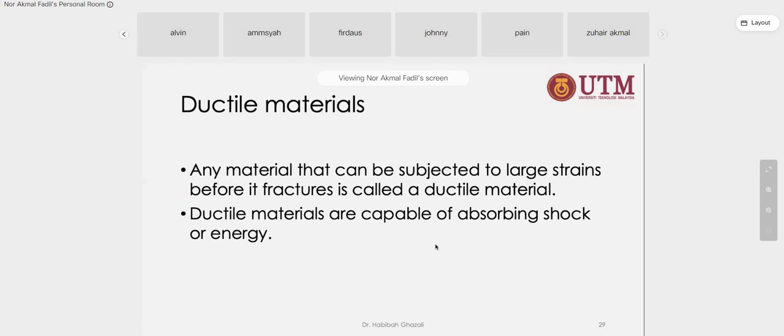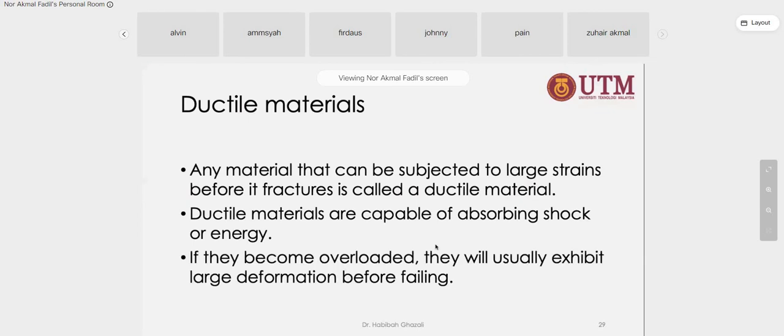The good thing about ductile is, if you have a strong material and keep increasing the strength, maybe you will reduce the ductility. If you want high strength, you need to tolerate the ductility. So if your application involves shock energy, maybe like hammering, impact load, or whatever involves shock load, the ductility property is needed. Why? Because ductile materials are capable of absorbing shock, or we call it absorbing the energy coming from impact load.